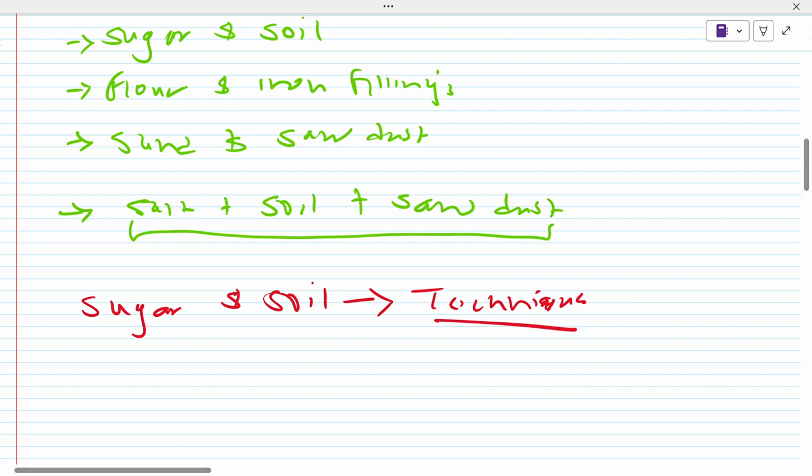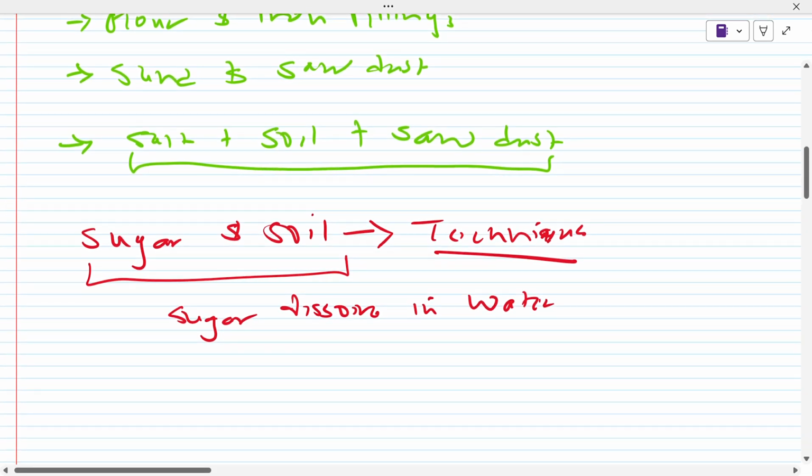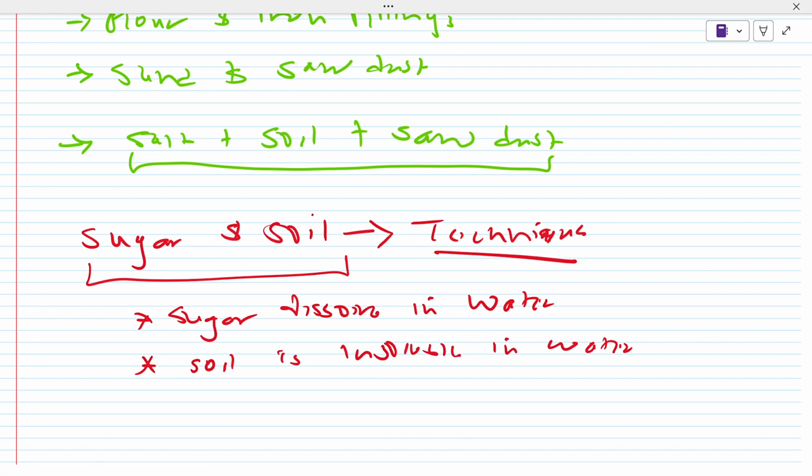For example, what are the properties of this mixture? The first thing is that sugar dissolves in water. That's the first property. The second property is that soil is insoluble in water. So I have to come up with a technique that will help me separate these two, because at the end of the day, I need to know how I can have my sugar and the soil in different containers.